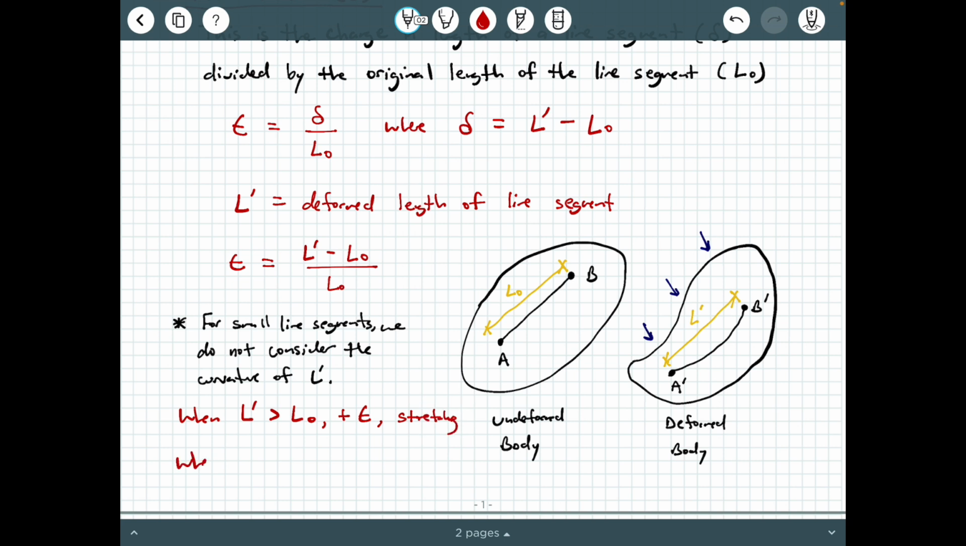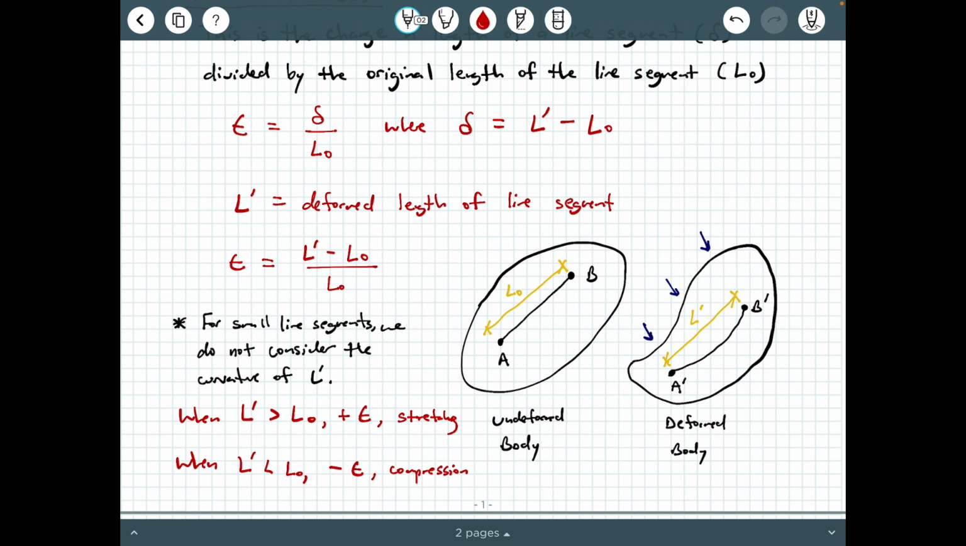What happens when L prime is less than L naught? You're going to have a negative strain, right? So that strain value will be negative, and you're going to have compression in that line segment. So that's the idea of average normal strain.